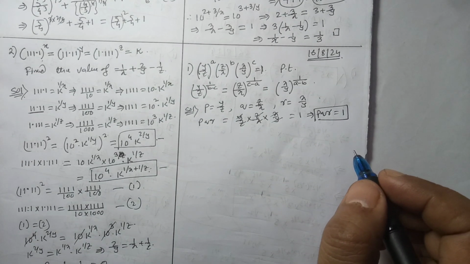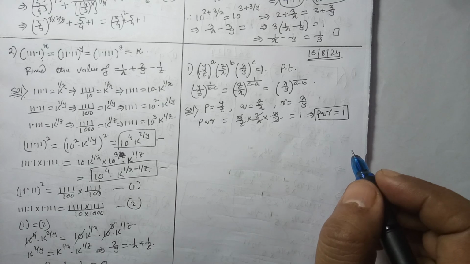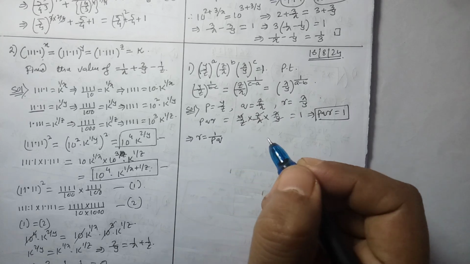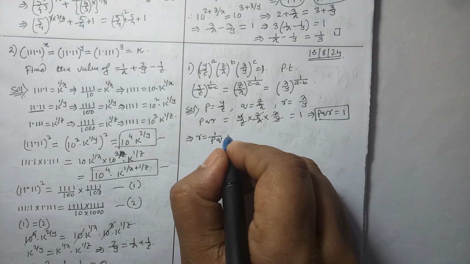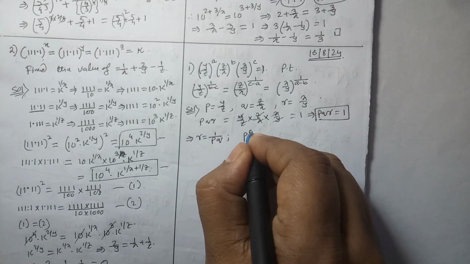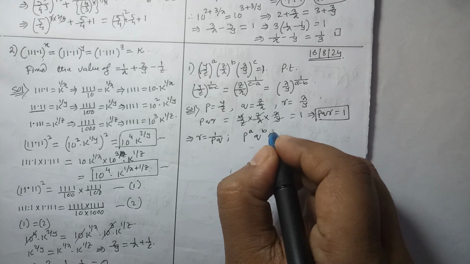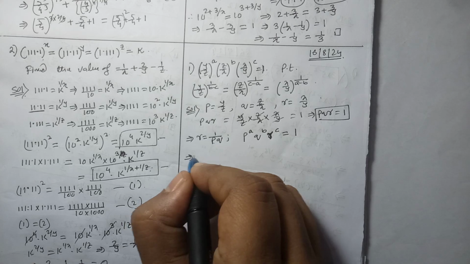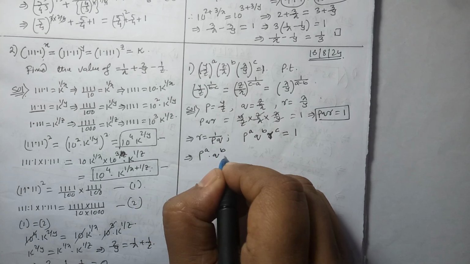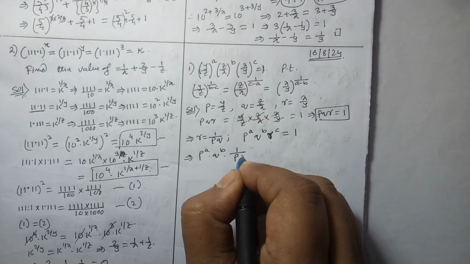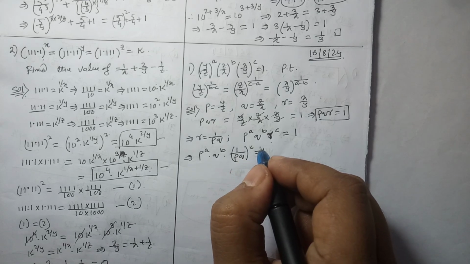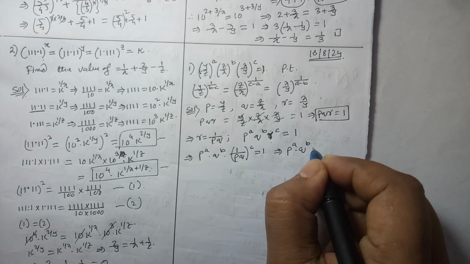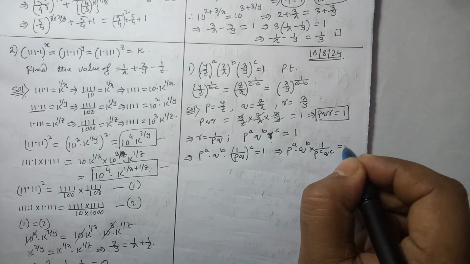Now, I can write, therefore, r can be written as 1/(pq). Also p^a times q^b times r^c is equal to 1. I put this value here. What do I get? p^a times q^b times (1/(pq))^c is equal to 1. So this gives me p^a times q^b times 1/(p^c times q^c) is 1.